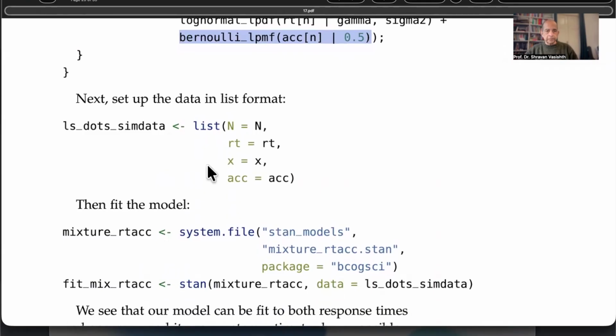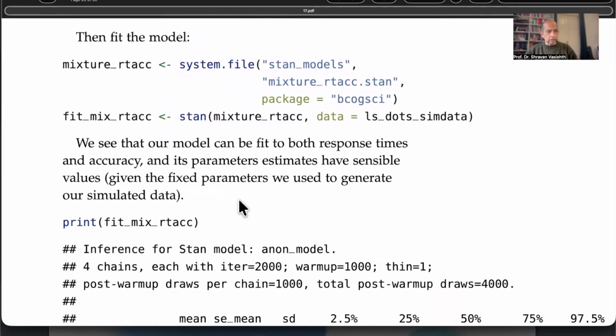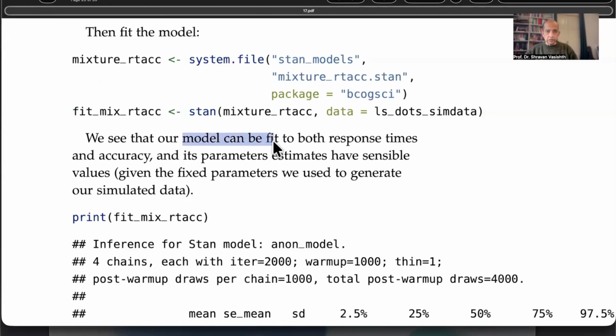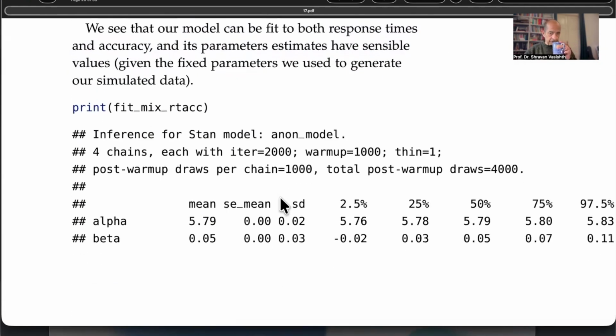So set up the data with those four pieces of information, fit the model, and what we find is that we can fit the model to both response times and accuracy, okay? And the parameter estimates seem pretty okay if you look at them.